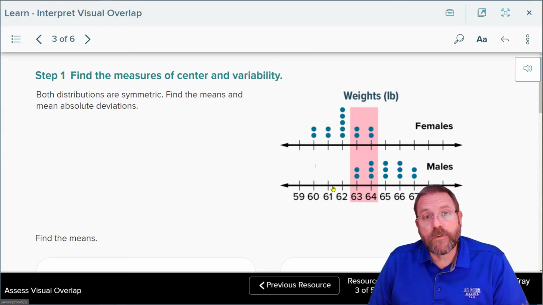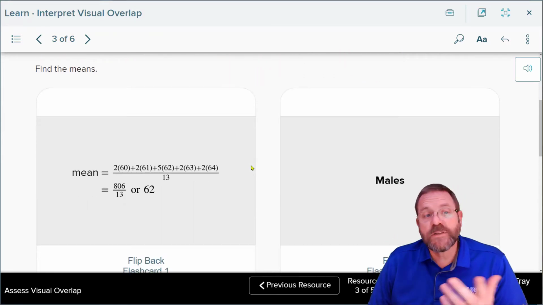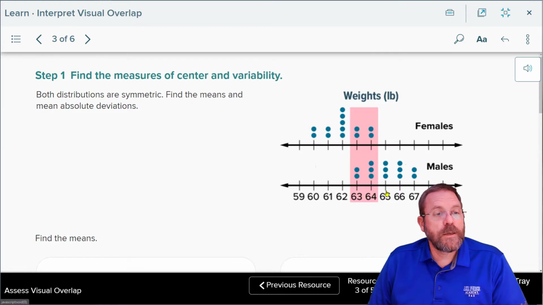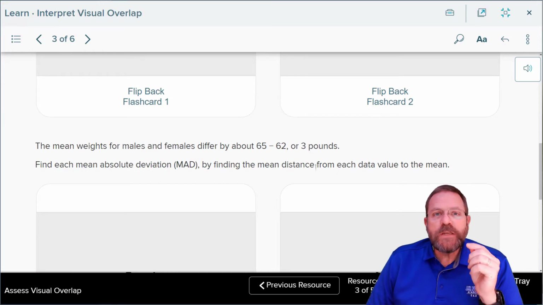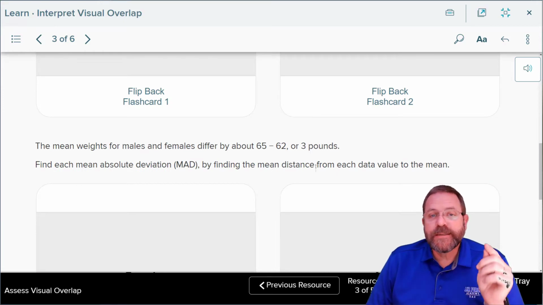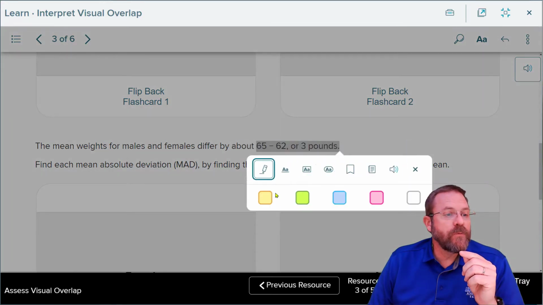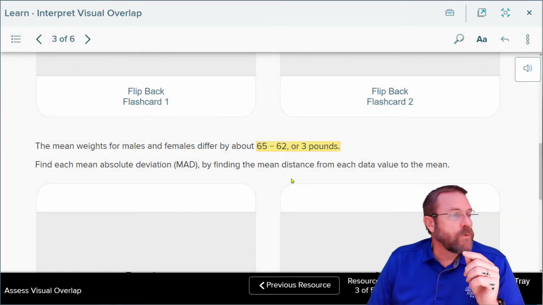62. All right, the median is going to be the mean because you have a symmetric thing. On the males, if you added them all up and divided by the number of numbers, it's going to be 65. And what do you have right here? 65 is going to be the middle value of the males. So the median and the mean are the same when you're dealing with a symmetrical graph. When we subtract those two means, 65 minus 62, we're going to get a difference of 3 pounds.